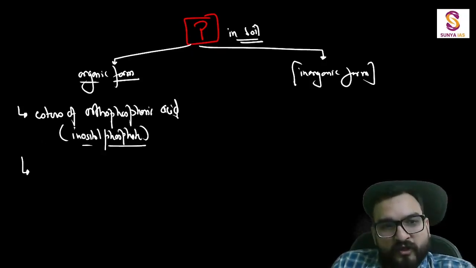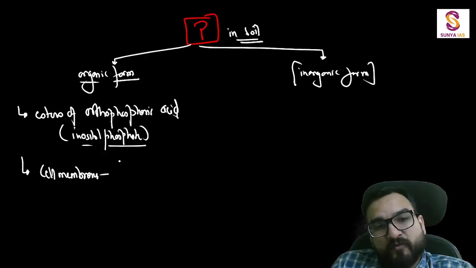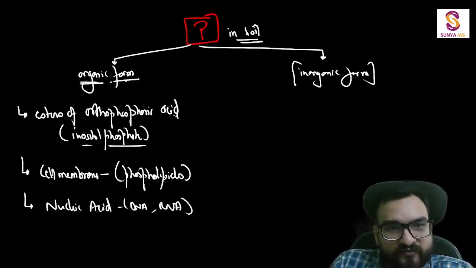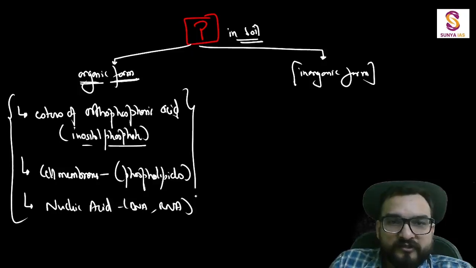Also in organic form you will find, when in paper 2 I tell you about cell membranes, these cell membranes are made up of phospholipids. Again phosphorus is coming over here. Phospholipids. Then, as I have already told you, nucleic acids are nothing but DNA and RNA, where the phosphate group is present. In these forms you will find phosphates in the bodies of microorganisms.